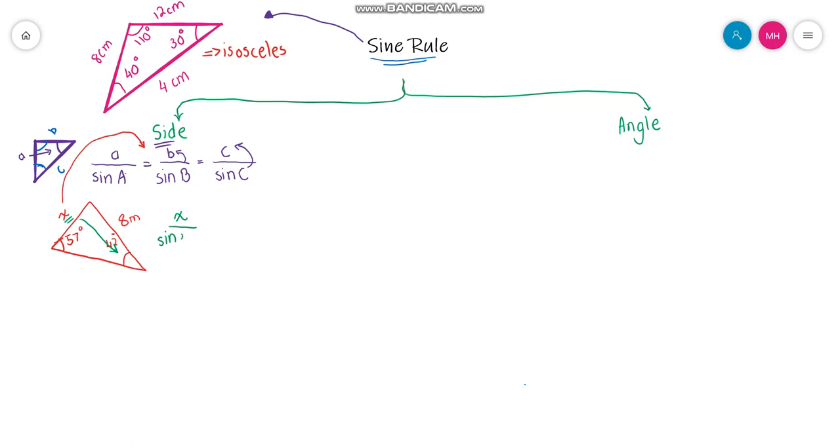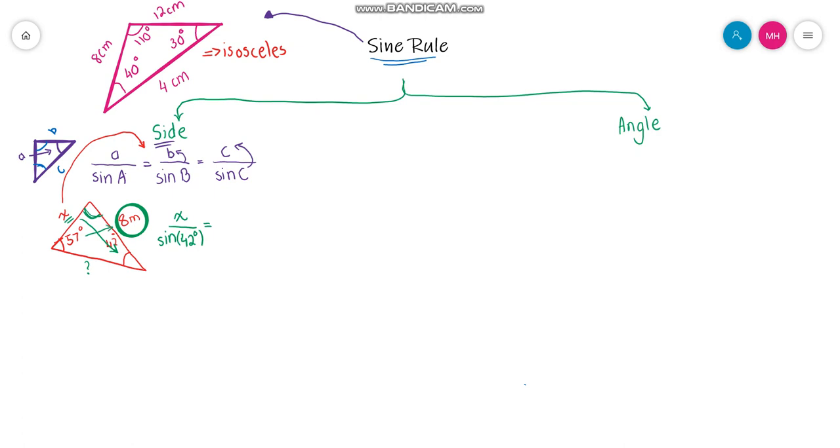So sine of 42 is equal to, now since we don't have any other information like this angle over here, we're going to use this one because we have another side and another angle, and this angle is opposite to this side.